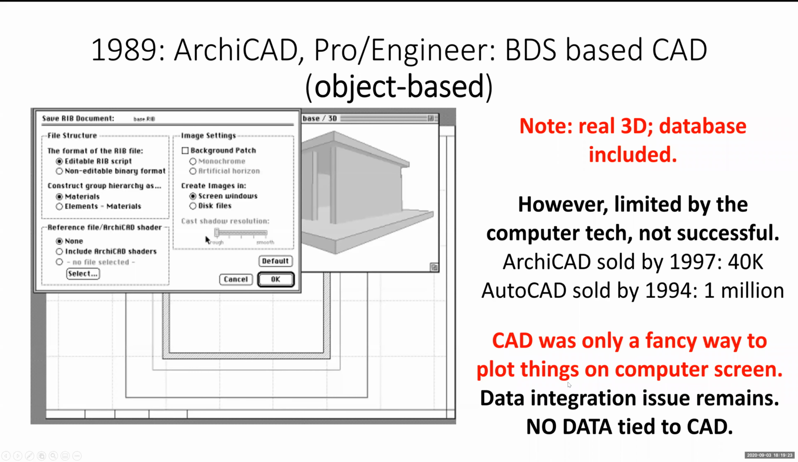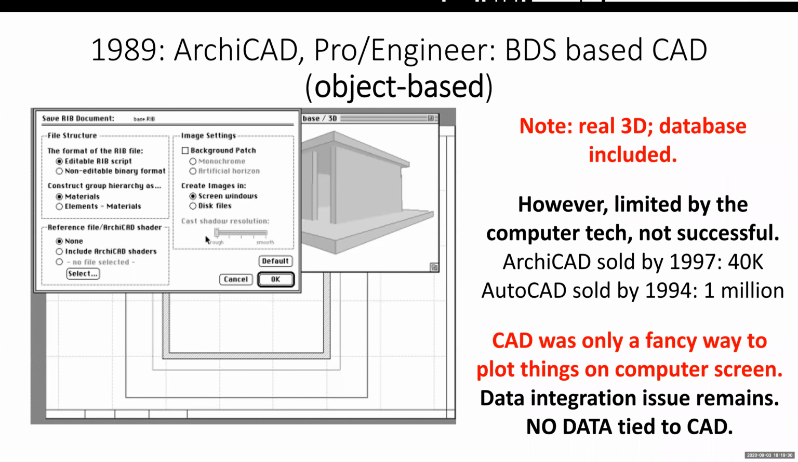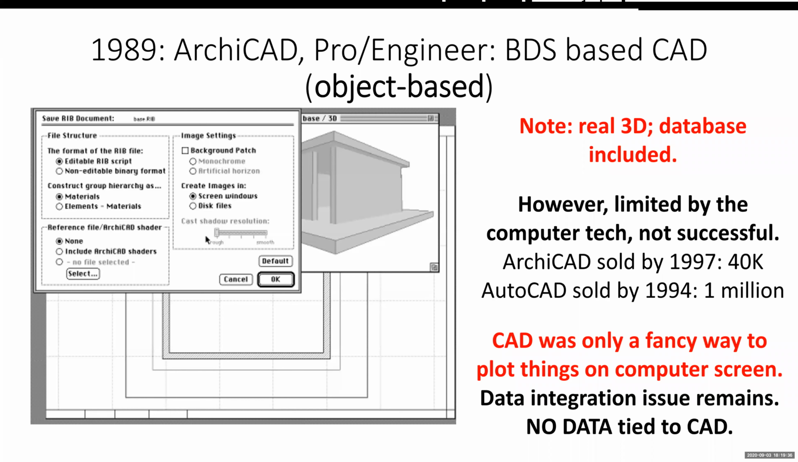In 1989, some smart programs actually discovered that we need real 3D, not just the fake 3D. So this is in 1989, and we're talking about two programs. One is called ArchiCAD, the other one is called Pro Engineering. Those are object-based programs, or object-based design. What does that mean? It means that I define, for example, a model of a table. I define the dimensions, everything, like you are doing in CAD.